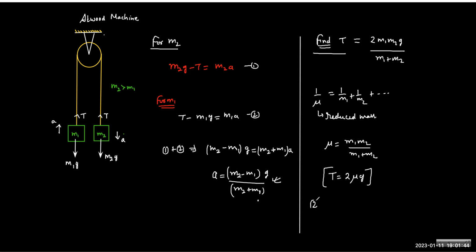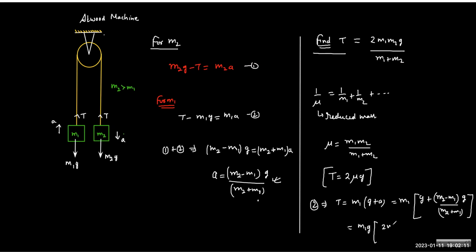Using equation 2, T equals m1 into (g plus a), and g plus a is how much? You can take common, so m2 plus m1 plus m2 minus m1 is how much? 2 m2. Understood? Yes, sir. So why is your answer not matching?